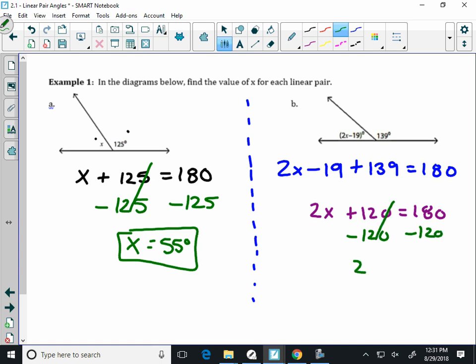To get 60. And then our final step, Logan, what do we need to do? Divide by 6. Very good, divide by 6. And x is equal to.